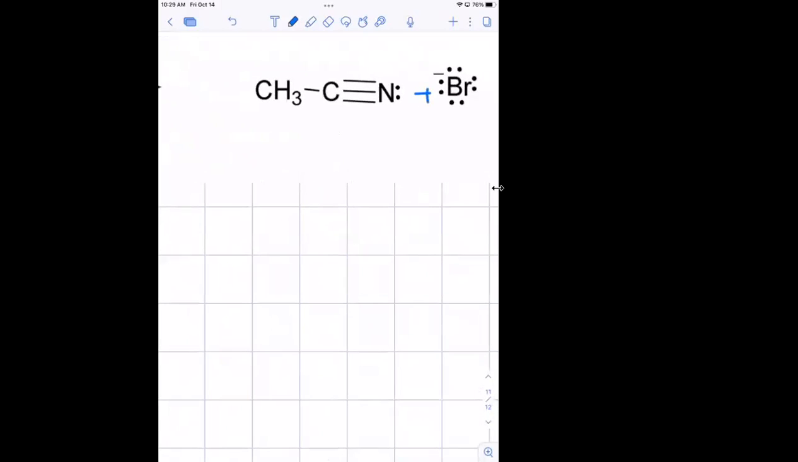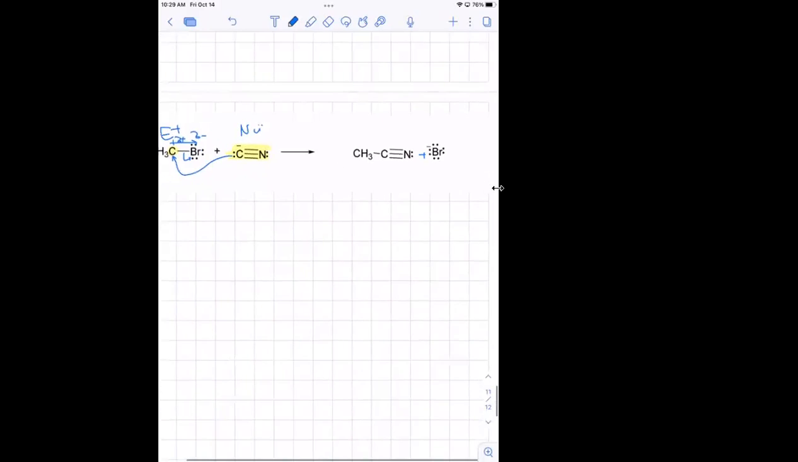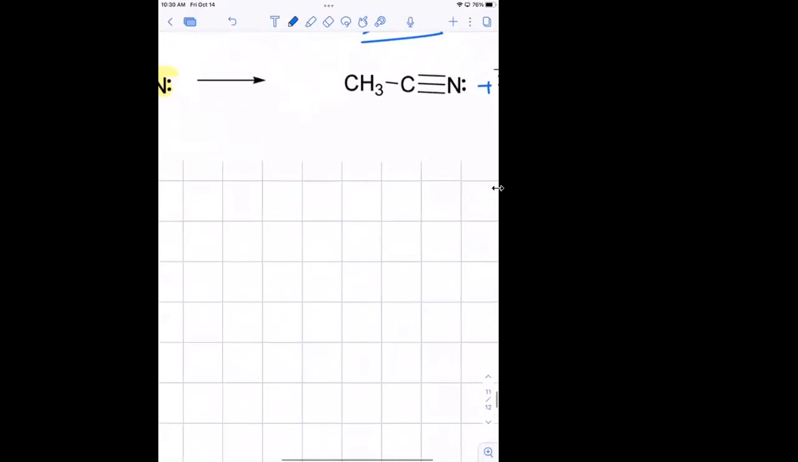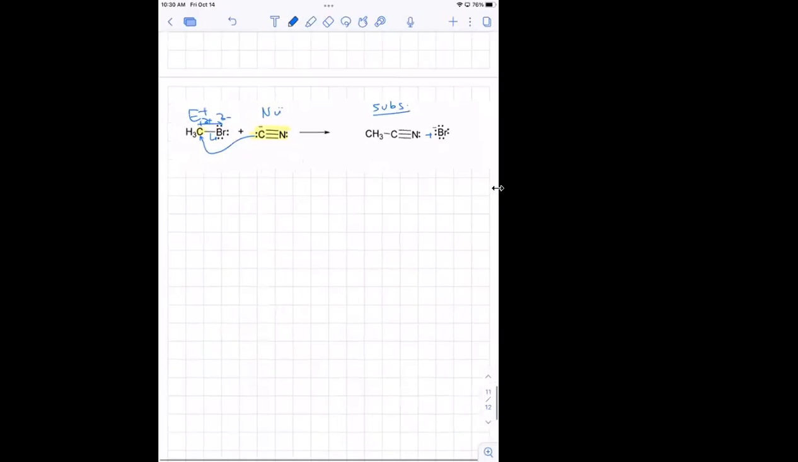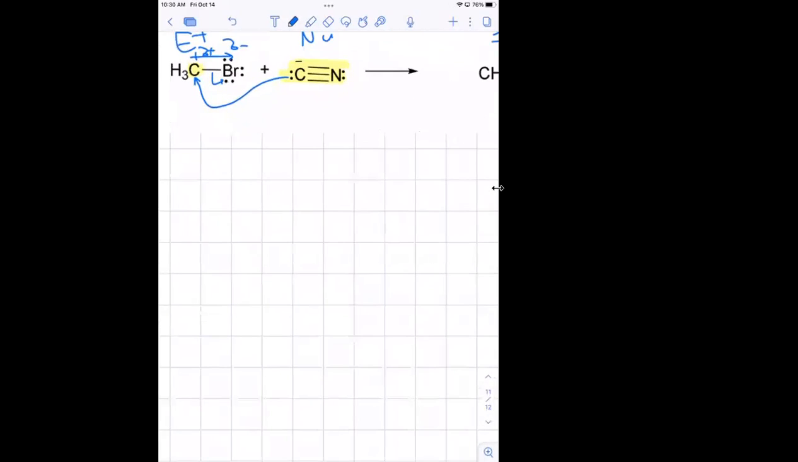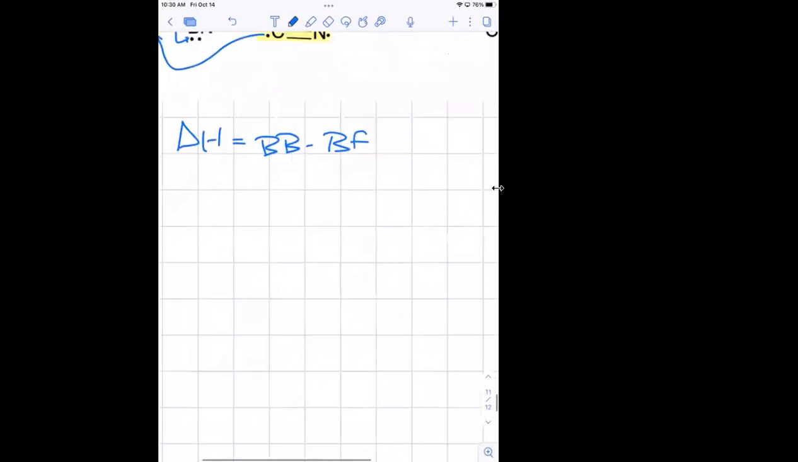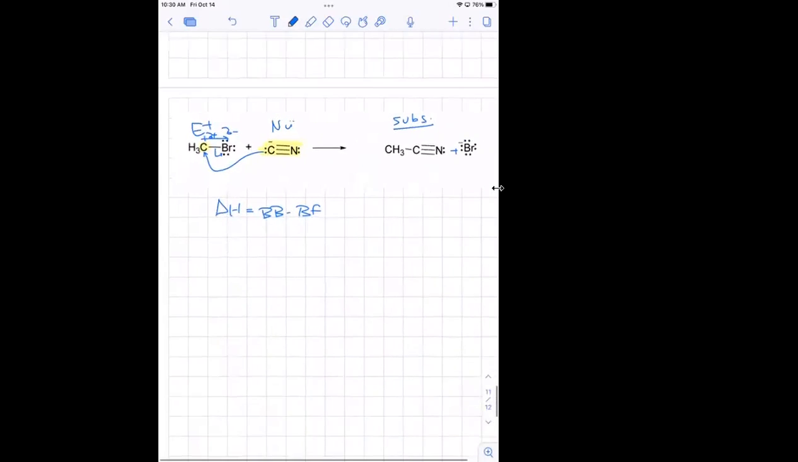What type of reaction is that? Substitution. We lost a leaving group, it got replaced by an incoming nucleophile, so it's a substitution. All right, now let's calculate delta H. We broke a C-Br bond, didn't we?